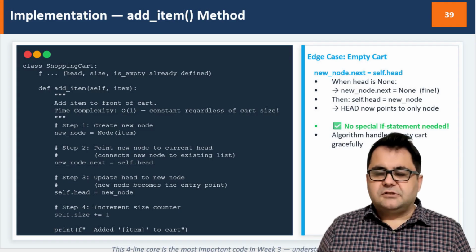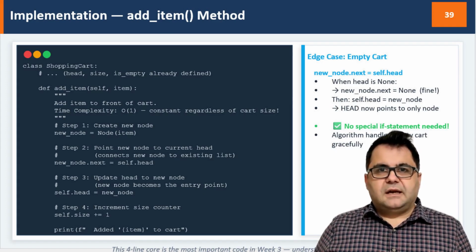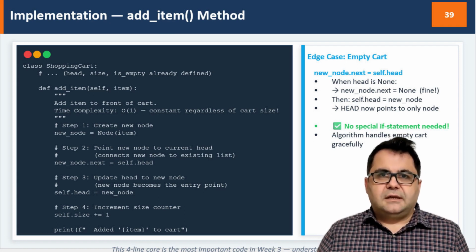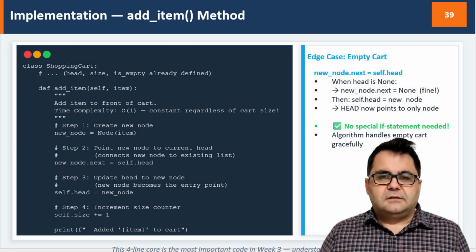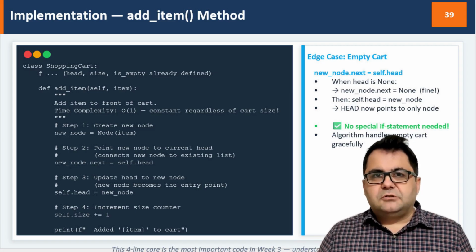Let's see adding to front step by step. Step 1: create a new node with data iPad. In memory, we now have a new node with data iPad and next pointing to None. The existing list with iPhone, AirPods, MacBook is unchanged.